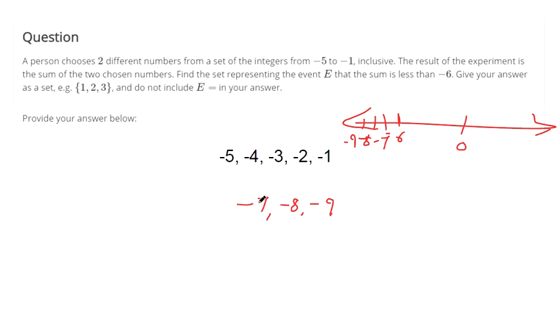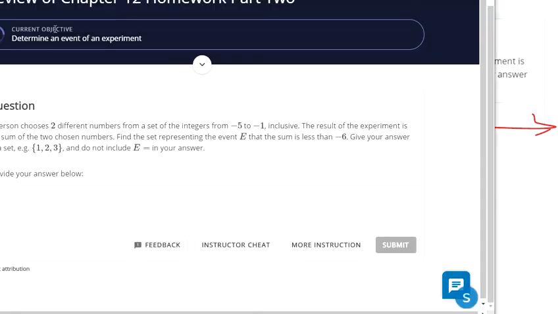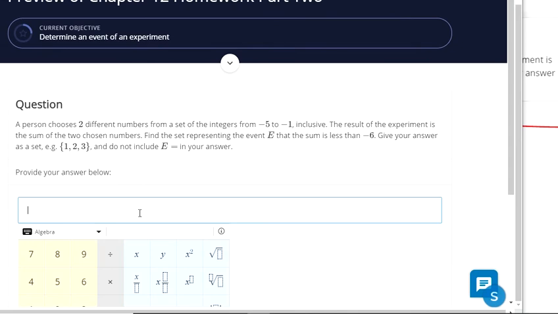-5 plus -2 makes -7. That's a sum that's less than -6. -5 plus -3, that's less than -6. And then let's include -10 because maybe we can pick two -5s. There's the sum of two integers. So -10 is another possible option. And Newton lets us try again. We'll just drop that -10 if that doesn't work.